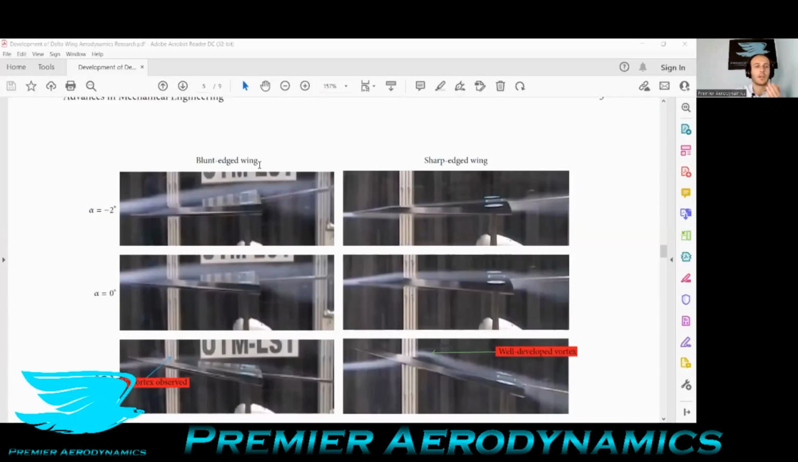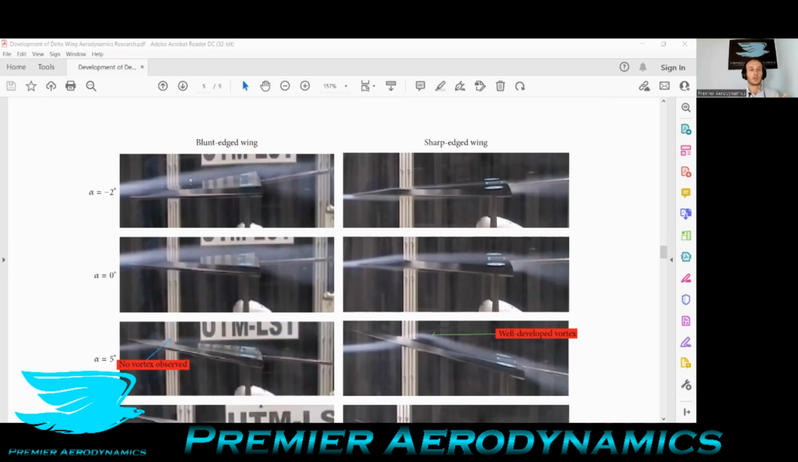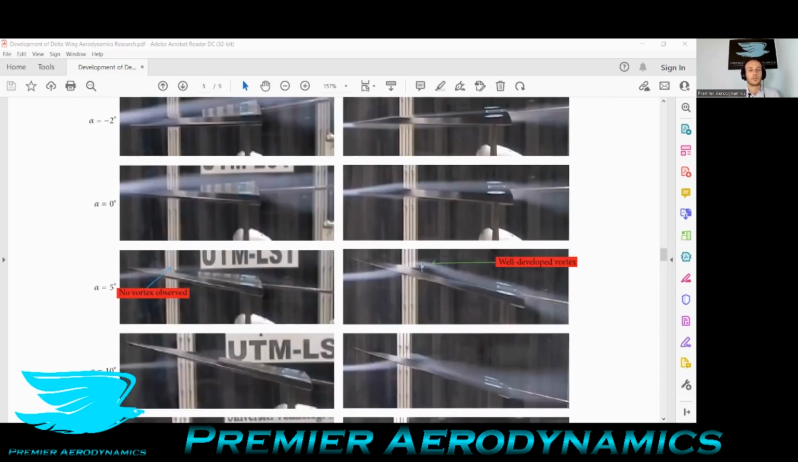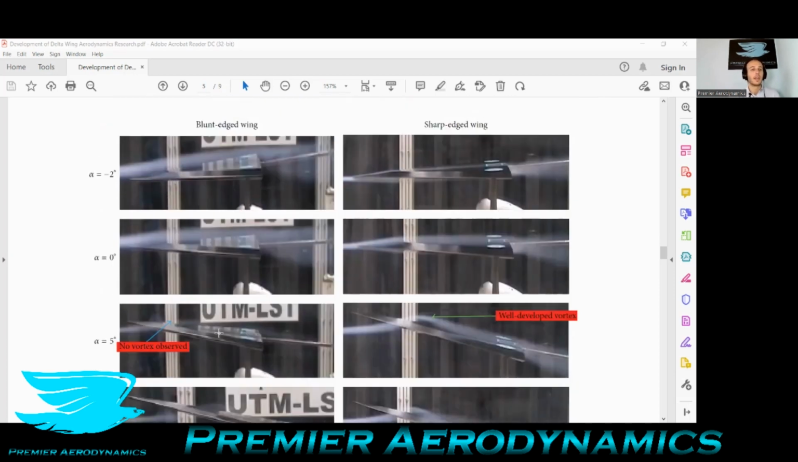So coming back to delta wings, let's look at this paper here where they looked at a couple different types of delta wings, as I was saying. On the left, you have something called a blunt edge wing. On the right, you have a sharp edge wing. And as you come down, you have these smoke flows going over these delta wings at different angles of attack. And at 5 degrees, you start to see this well-developed vortex over the sharp leading edge, but not over the blunt leading edge.